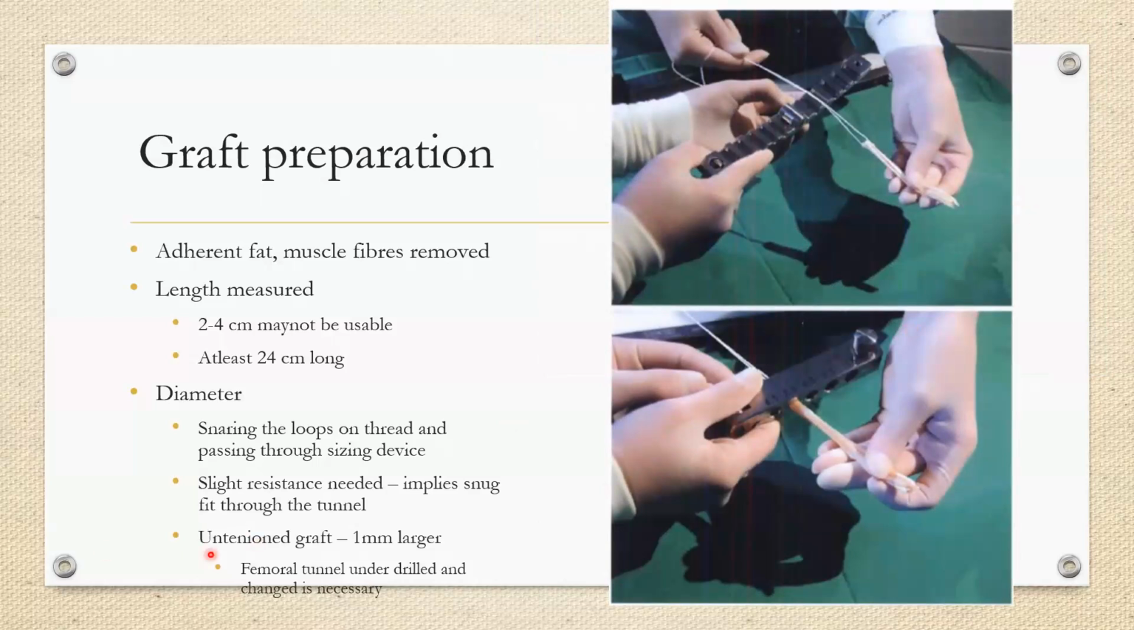Another point to be noted is that an untensioned graft is usually 1 mm larger. So the sizing of the graft at this stage might be 1 mm larger. Hence, it is usually recommended that the femoral tunnel be under-drilled by 1 mm, the final sizing of the graft should be done, and the femoral canal can be re-drilled if necessary.